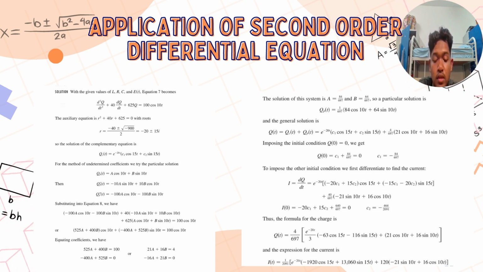For the method of undetermined coefficients, we try the particular solution. The first equation is Qp equals A cos 10t plus B sin 10t. The second is Qp' equals negative 10A sin 10t plus 10B cos 10t. The third is Qp'' equals negative 100A cos 10t minus 100B sin 10t.